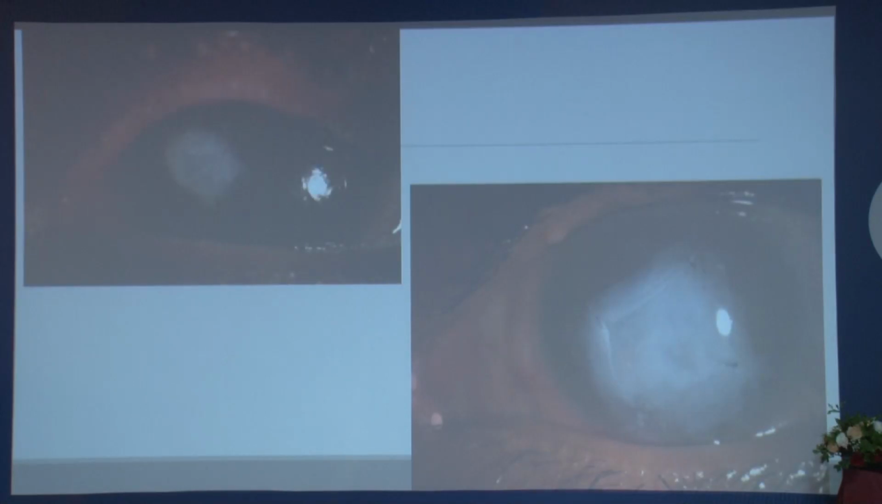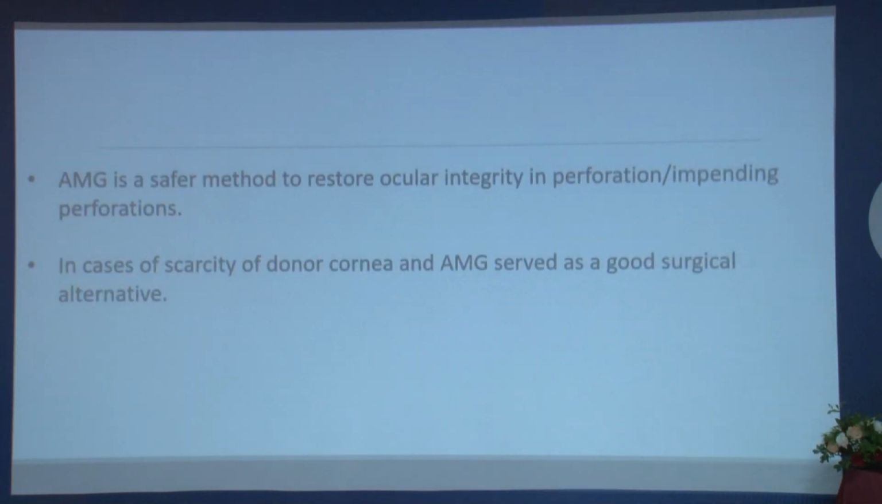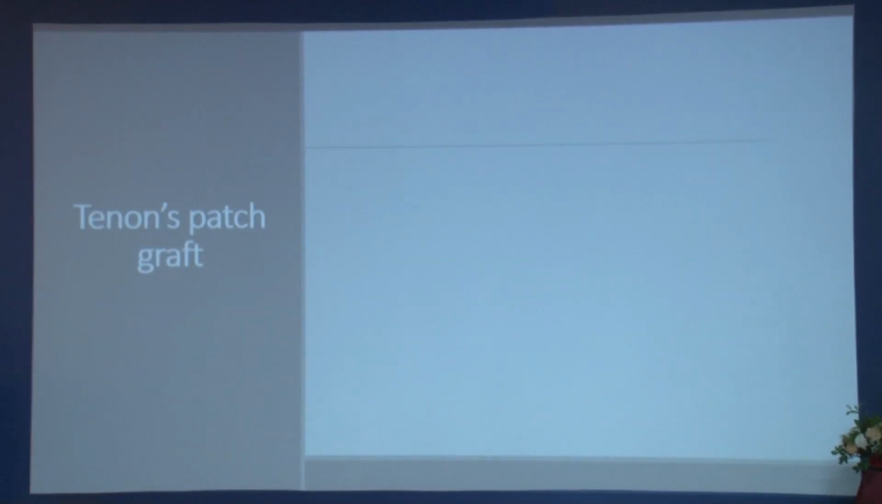So another application, like in cases of SJS, where we need to take care of perforation, sterile perforation in these cases, and sometimes in infective keratitis, basically in viral keratitis, not for other suppurative keratitis. So AMG is a safer method to restore ocular integrity in perforation or impending perforation, particularly in cases where the donor cornea is not readily available.